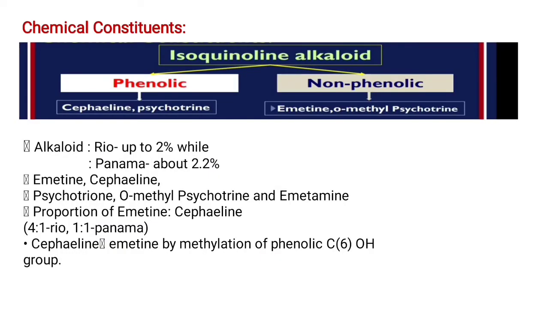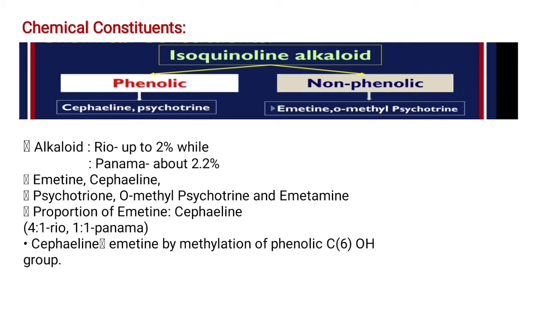The chemical constituent: isoquinoline alkaloids are divided in two parts, phenolic and non-phenolic. Phenolic contain cephaeline and psychotrine, and non-phenolic contain emetine and O-methylpsychotrine.